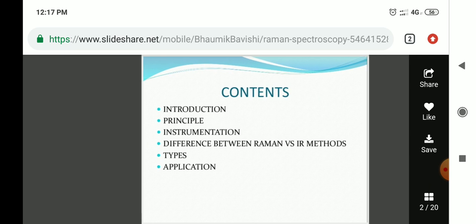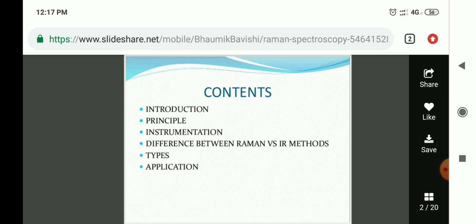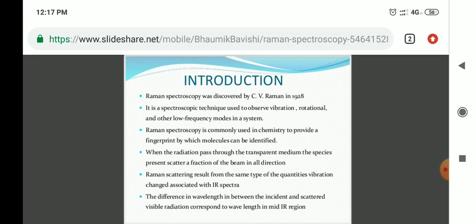My subject is physical chemistry, investigation of molecular structure from Raman spectroscopy. The Raman spectroscopy covers introduction, principle, instrumentation, difference between Raman versus IR methods, types and applications. Firstly, the introduction of Raman spectroscopy.